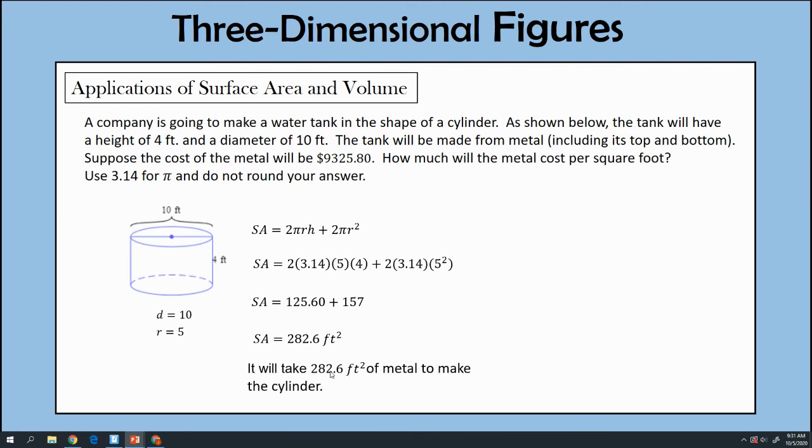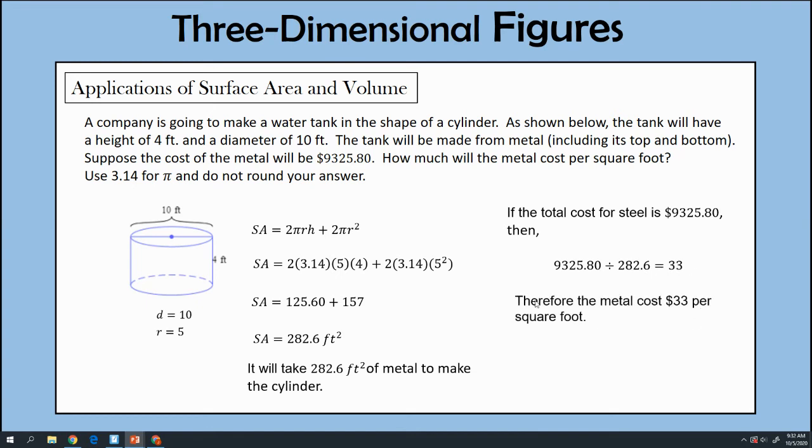So it's going to take us 282.6 square feet of metal to make the cylinder. Okay. So if it costs $9,325.80 for all the steel, and it takes this much steel, then dividing the total cost by the amount of square feet will tell us the cost per square foot. So the metal must have cost us $33 per square foot in order for us to build this tank and it to cost this much money. Okay.